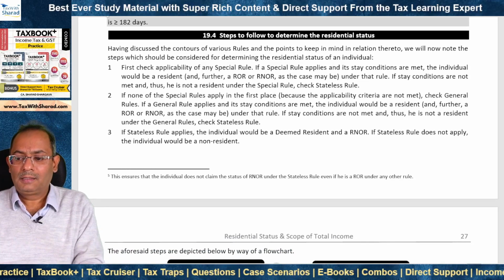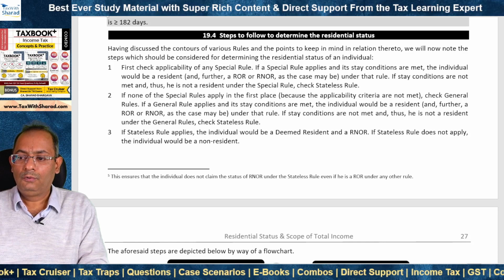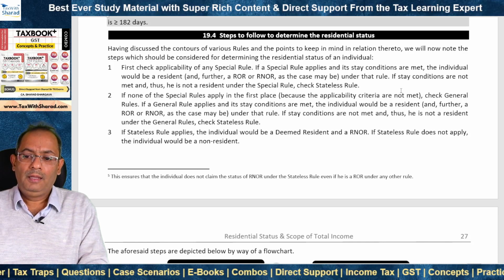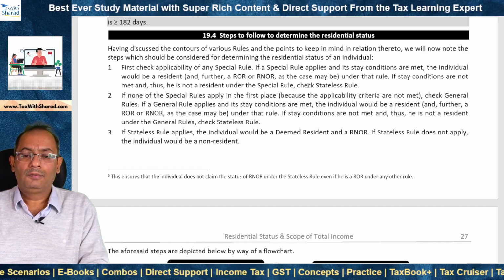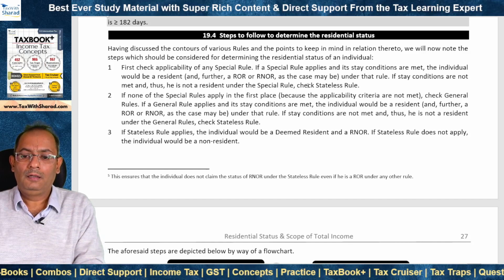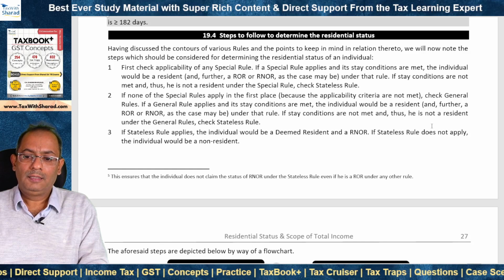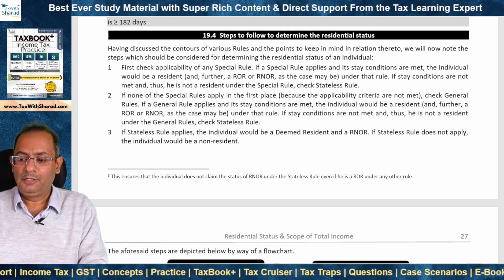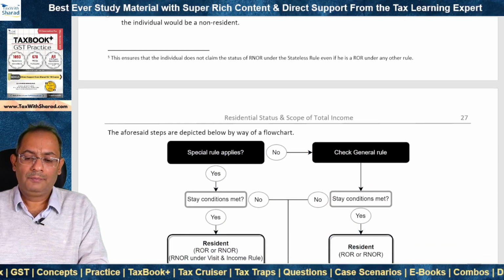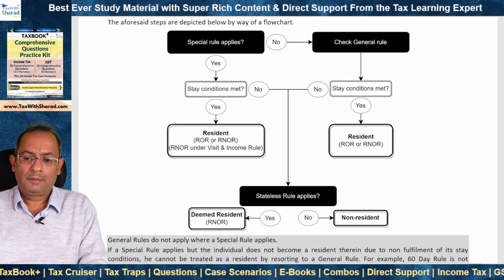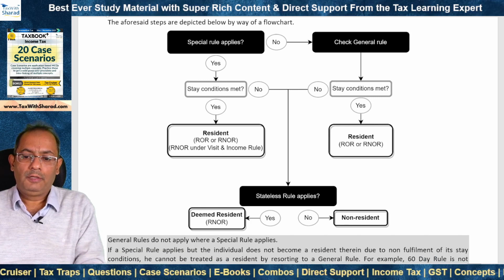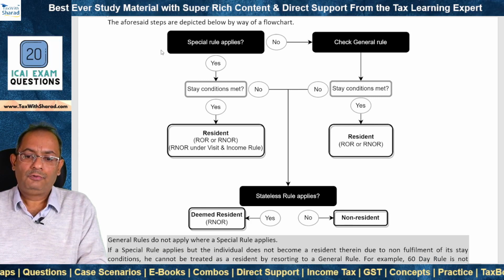So now, having discussed the special rules, general rules, and stateless rules, we have now seen when can a person be treated as a resident and consequently a ROR or RNOR under those rules. Now we will look at the steps to follow to determine the residential status of a person. And this is a chart. This is a flow chart which will give you a clear idea of what are the steps to follow.